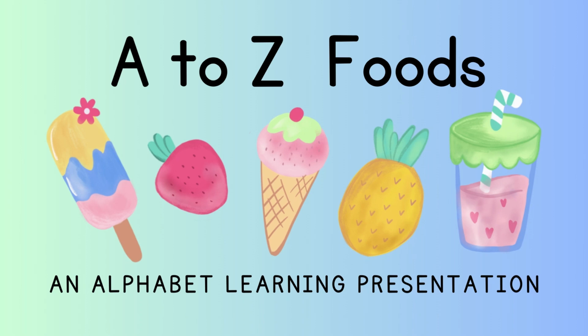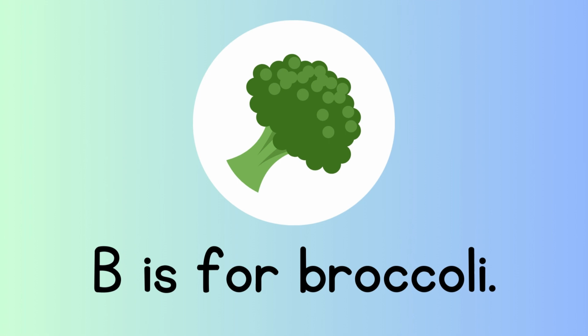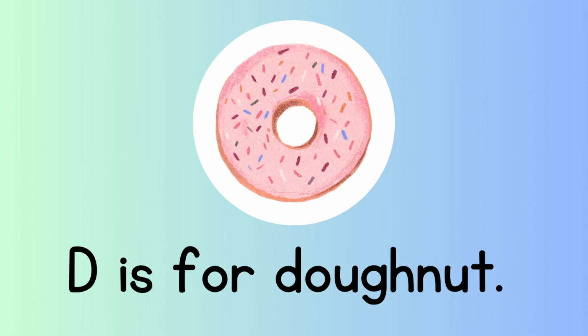Let's learn the A to Z food. A is for apple. Apple. B is for broccoli. Broccoli. C is for cake. Cake. D is for donut. Donut.